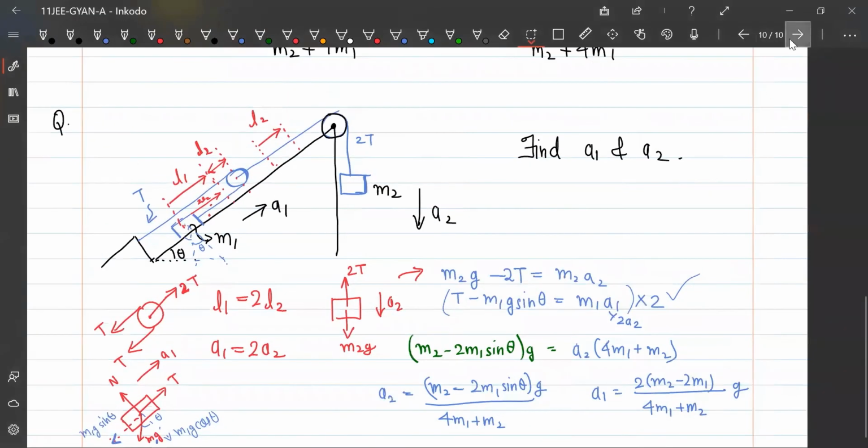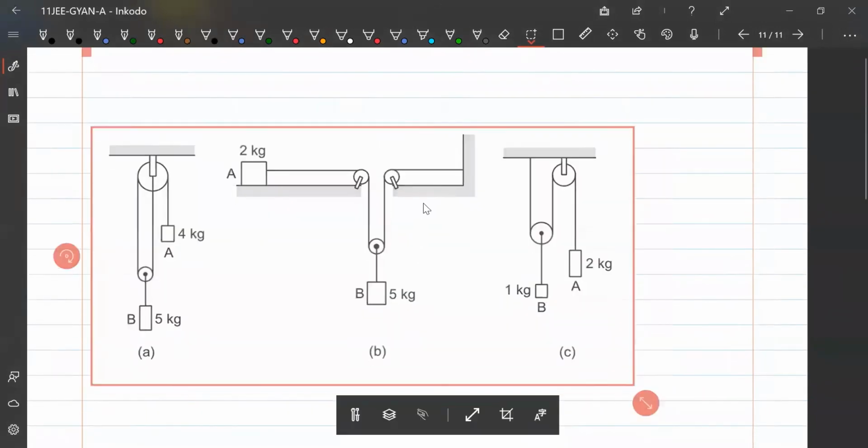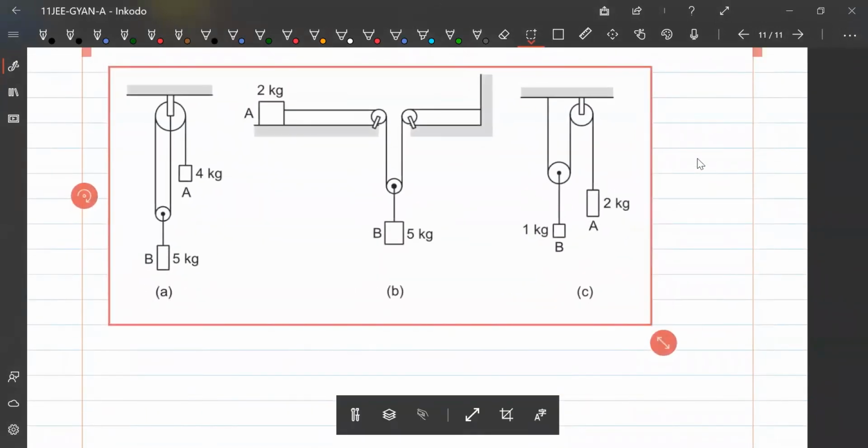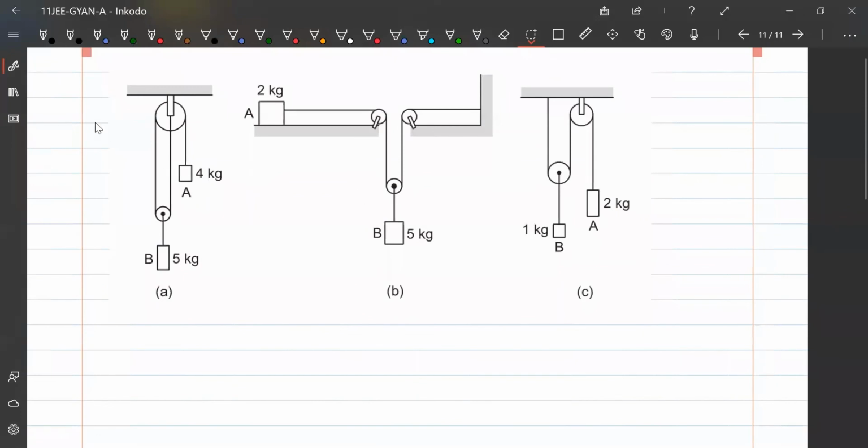Okay, after this question, let us solve some more questions like this. These questions are from SC Verma. Once the first task is done, that is relating the accelerations, then this becomes easier. You have to find acceleration of A and acceleration of B. That is the question. But before that, we have to relate them: what is the relation between the two?